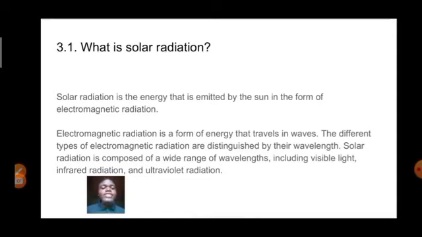The different types of electromagnetic radiation are distinguished by their wavelength. There are different types of electromagnetic radiation that are found within our atmosphere, and their differences lie in their wavelengths, and they include visible light, infrared radiation, and ultraviolet radiation.